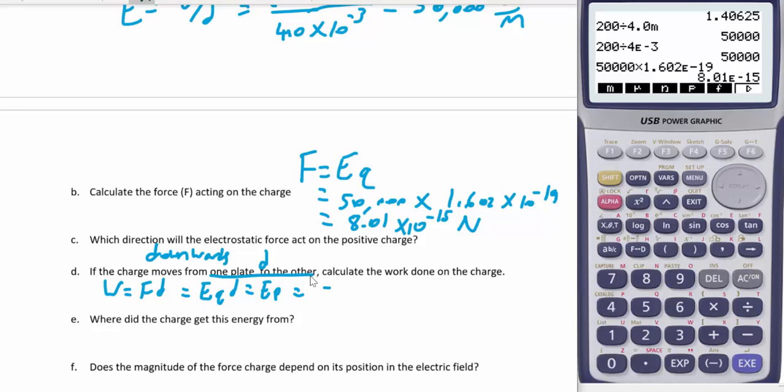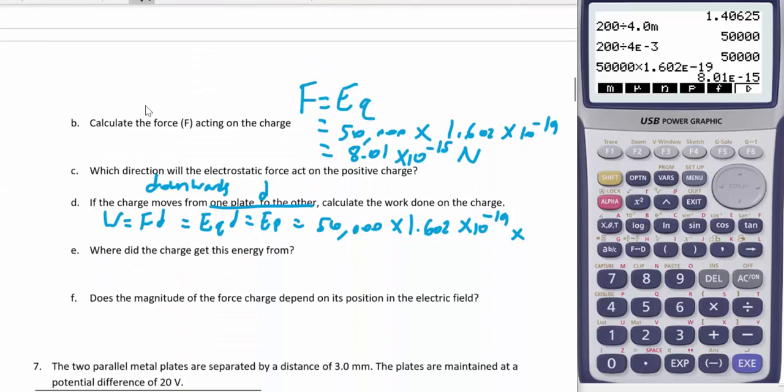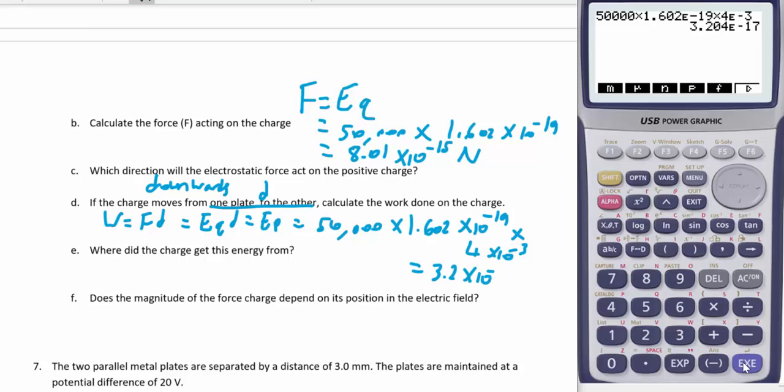And so we know that there is a 50,000 volt per meter electric field. We know the charge is 1.602 times 10 to the minus 19, and the distance from one plate to the other is 4 millimeters. And we know that 4 millimeters is 4 times 10 to the minus 3, and so that'll give us the energy of 3.2 times 10 to the minus 17 joules.